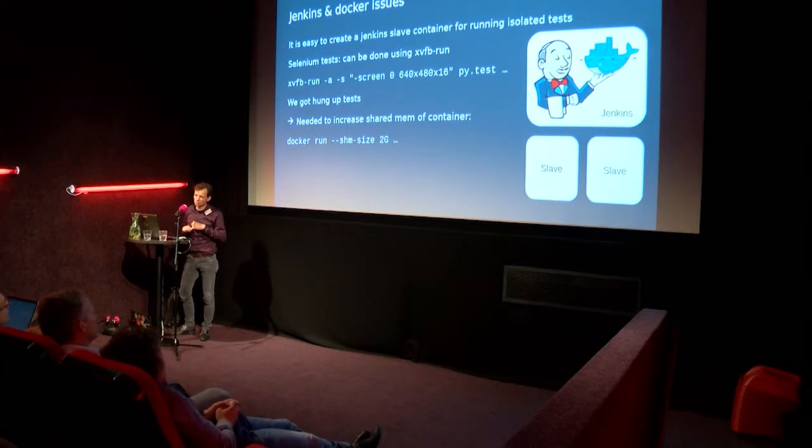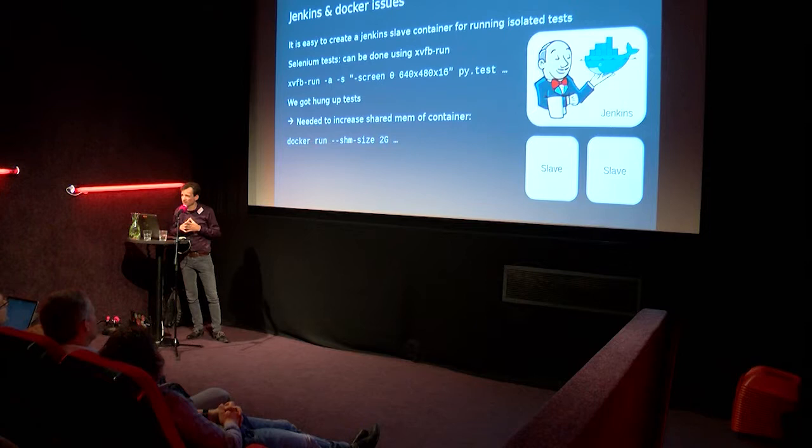So we also use Docker to run Jenkins. We just spun up a Jenkins server from the Jenkins image, and we ran into trouble that the tests were not running fast enough, or they were interfering with each other. So we created a slave. We could even create several slaves. It's easy.